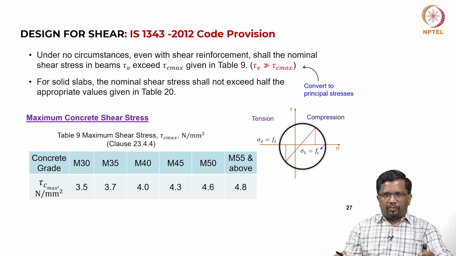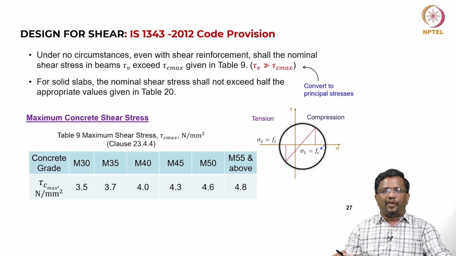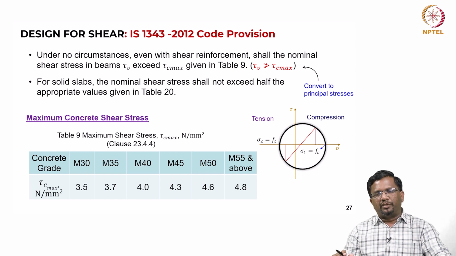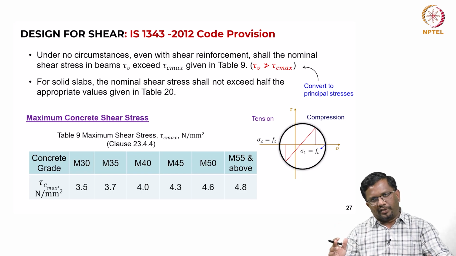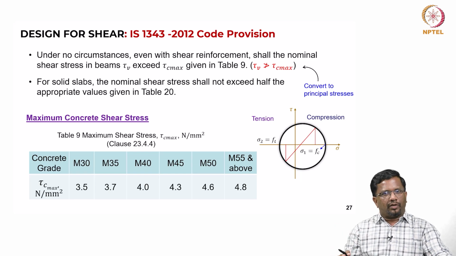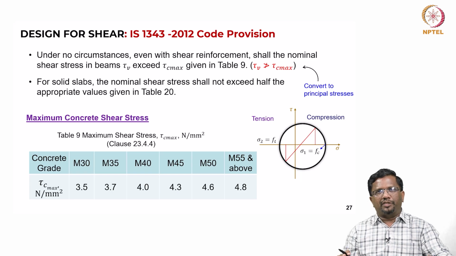Why? Because whenever the concrete fails by principal compression, it is going to be a more brittle mode of failure. So, we can never have concrete failing in principal compression before it cracks and fails in some way in tension. We always want concrete to crack and steel to yield before it can fail in compression, right.